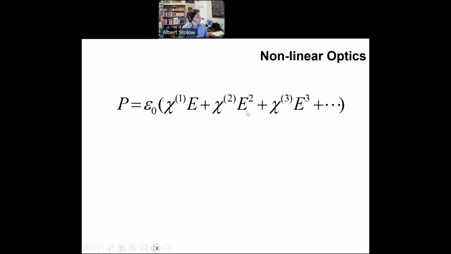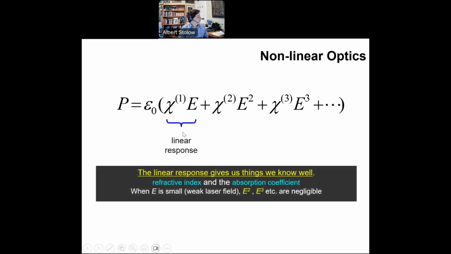However, if I increase E, the electric field, it turns out that there could be a nonlinear response, something that goes like the square and the cube. These higher order terms were not even considered until the laser was invented, because before the laser, people never imagined that the electric field of light would be strong enough to have any nonlinear response. So this only came with the invention of the laser around 1960. As I mentioned, this first term, the linear response, gives us almost everything we know about spectroscopy. When E is very small, E squared and E cubed are even smaller, so these nonlinear terms are negligible, and people did not consider them.